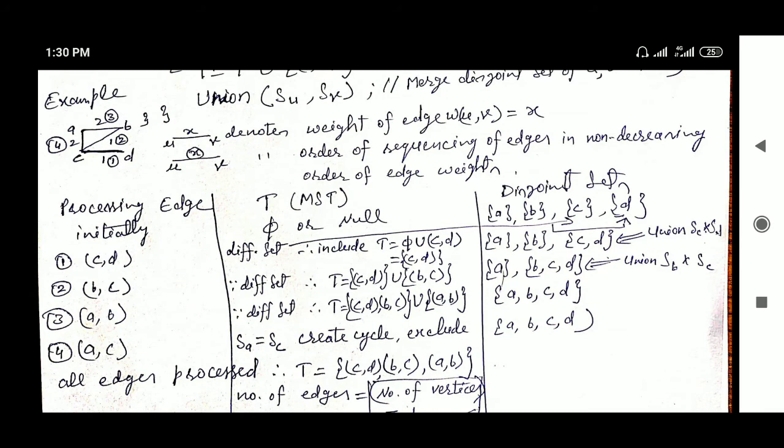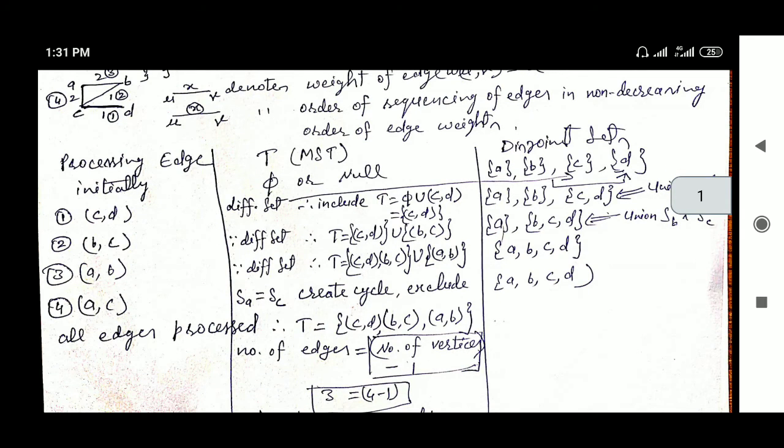So C and D are in different disjoint sets, you can see. So we will include this in the MST T. Initially T was phi, so phi union CD will give you CD in the tree T. And now we will union the set of C and set of D in the disjoint set. So now 4 disjoint sets are converted into 3 disjoint sets, in which the third set has vertex C and vertex D.